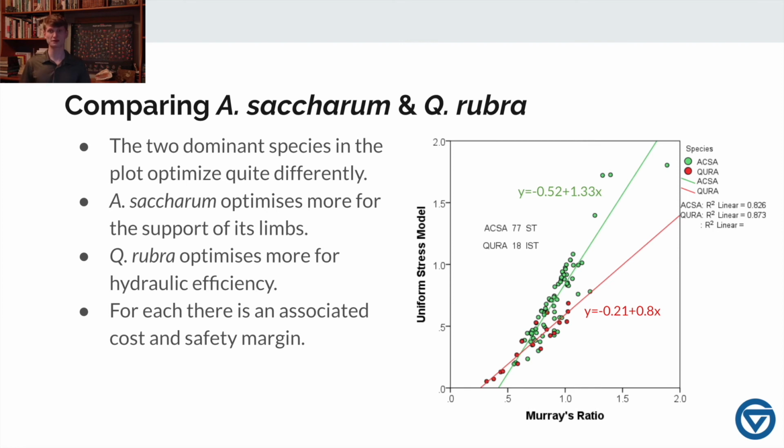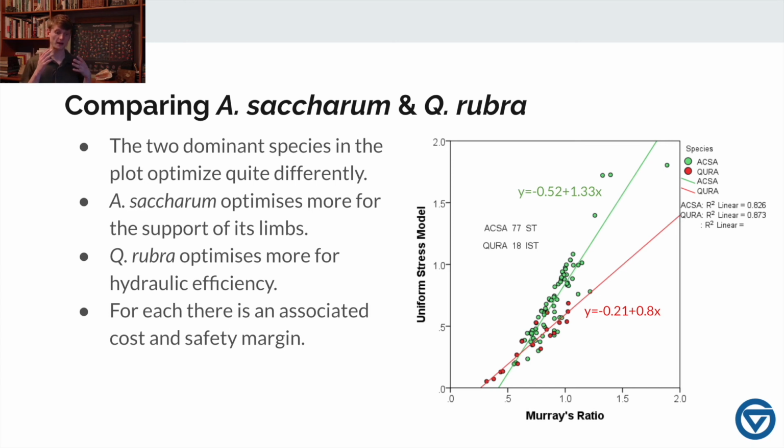But there's also costs and safety margins. Maybe we see them optimizing differently because a tree can't be perfectly optimized for both. Maybe to be optimized for hydraulic efficiency, you've got to sacrifice a little bit of your optimization for the support of limbs. And there's also safety margins to consider that I briefly mentioned earlier. Taking the uniform stress model, if you are perfectly optimized for that, you're going to have some big limbs, but they might be more likely to break off. And looking at Murray's law and hydraulic efficiency, if you're perfectly optimized for that, you're going to be moving water super efficiently, but by kind of being close to the edge, you're at an increased risk for embolism.